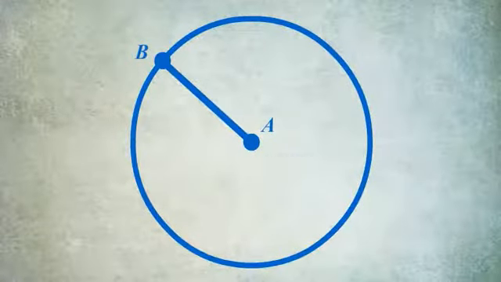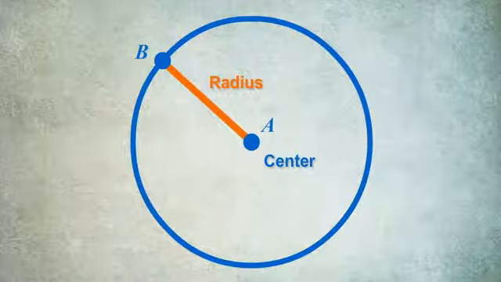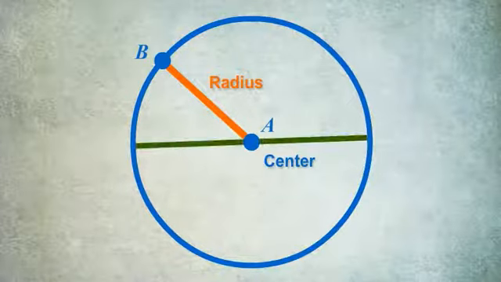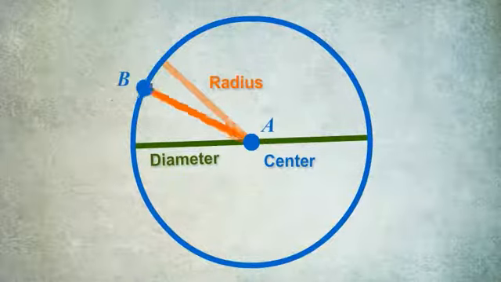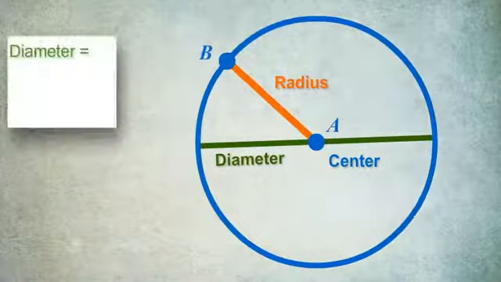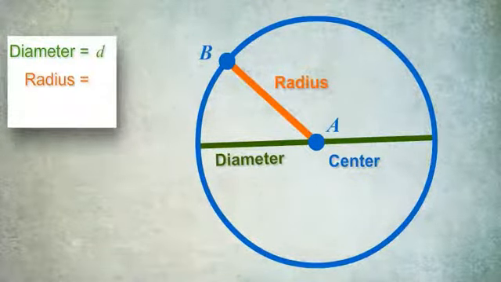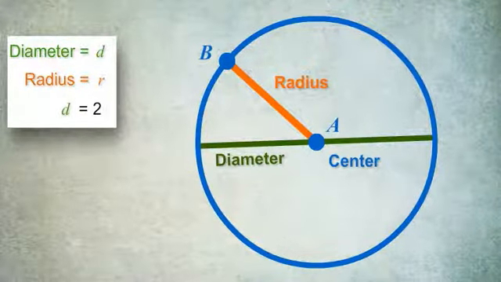The center point is called the center. The distance from the center to the circle is called the radius. A line that passes through the center with endpoints on the circle is called a diameter. The length of the diameter is twice the radius. The diameter is represented by the variable d. The radius is represented by the variable r. Since the diameter is twice the radius, d equals 2r.